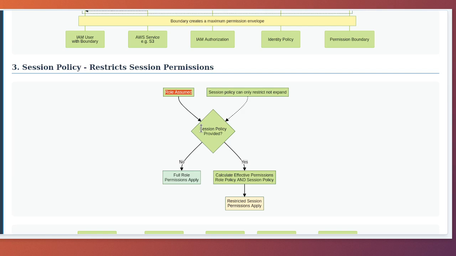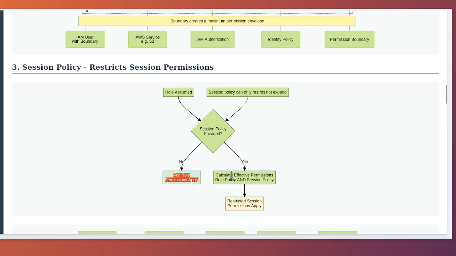An arrow flows to a decision diamond labeled session policy provided. This check determines whether a session policy was included in the assume role request. Session policies are optional, so if no session policy was provided, the check returns no, and the flow proceeds to a green node labeled full role permissions apply. The session has all the permissions that the role's policies grant.